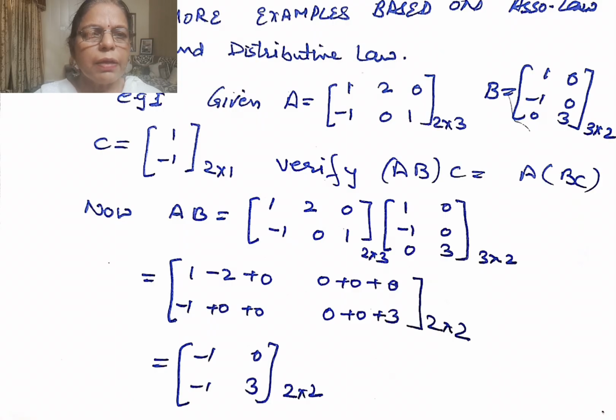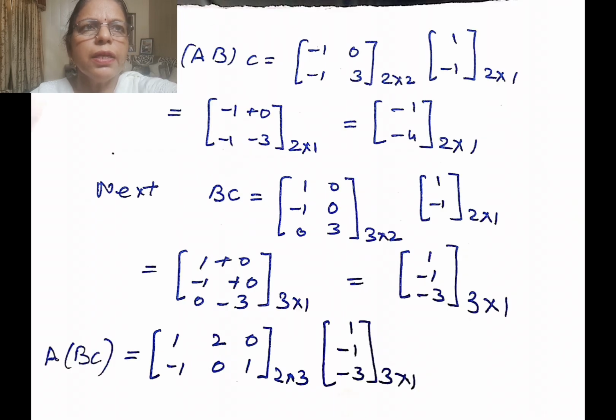Now find out (AB)C. That will be equal to [-1 0; -1 3], that is 2 by 2, into [1; -1], 2 into 1. So the resulting matrix will be of the type 2 into 1. So we get [-1 + 0; -1 - 3], and that is equal to [-1; -4], that is 2 by 1. Now similarly find out BC.